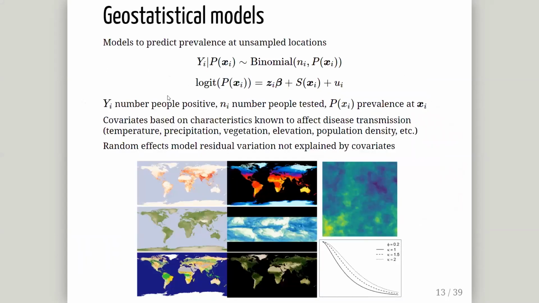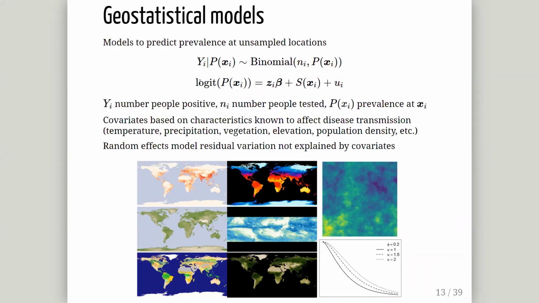And we can use a model like this. So here at each of the locations, xi, we conduct a survey. The survey has ni people, and out of those ni people, yi are positive. So the model is the following. Conditional on the true prevalence at location xi, the number of people that tested positive for the disease follows a binomial distribution with parameters ni, that is the number of people in the survey, and the prevalence.